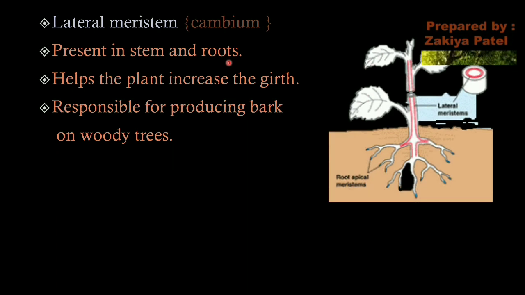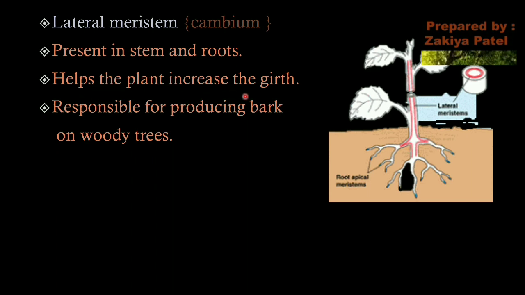See here in this figure, this is the stem of the plant and this is the root of the plant. Apical meristem is present on the tips of stems and roots, whereas lateral meristem is present on the lateral sides of the stems and roots. What is the function of lateral meristem? Lateral meristem helps the plant increase its girth.